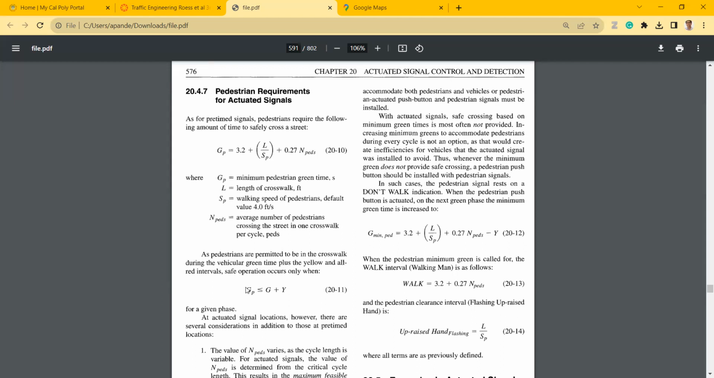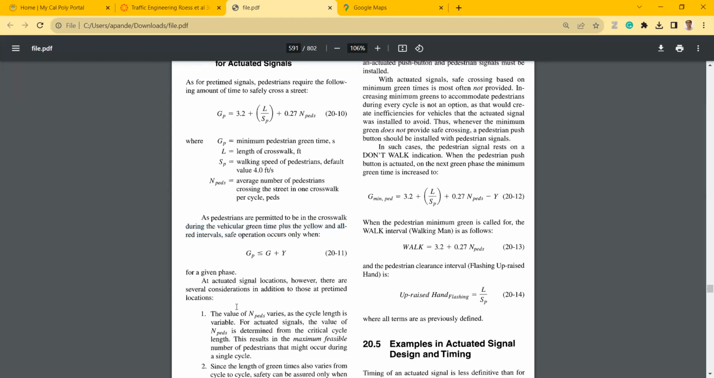So what you want to make sure is that pedestrians are permitted to be in the crosswalk during the vehicle green time, plus the yellow and all red intervals. So safe operation will happen when you have GP, pedestrian time, less than or equal to G plus Y. So GP should be less than or equal to G plus Y for any given phase. Right. So for the pedestrian crossing and the parallel vehicular movement, this requirement for G plus Y comes from the vehicular movement. GP comes from this formula. GP must be less than or equal to G plus Y.